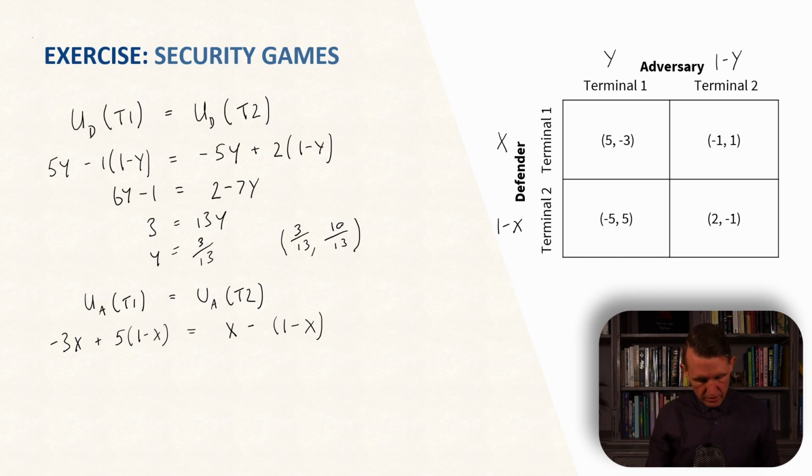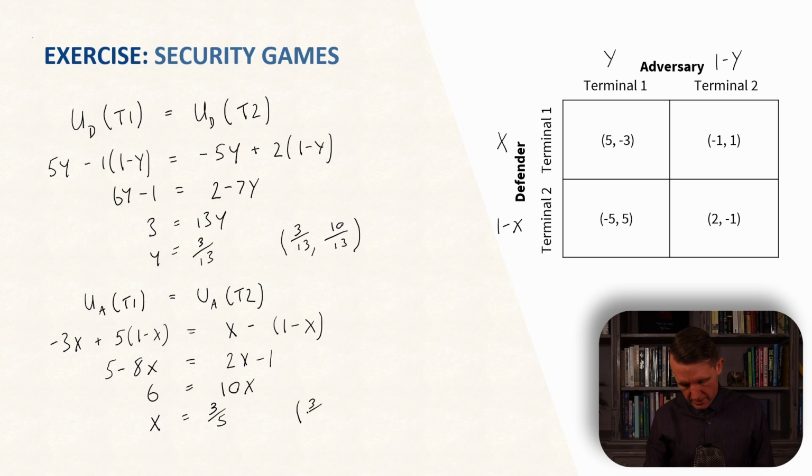If we simplify these expressions, like so, we can then factor the x onto the same side. Therefore x is equal to 6/10 or 3/5. And the strategy for the defender becomes 3/5 terminal 1, 2/5 terminal 2.